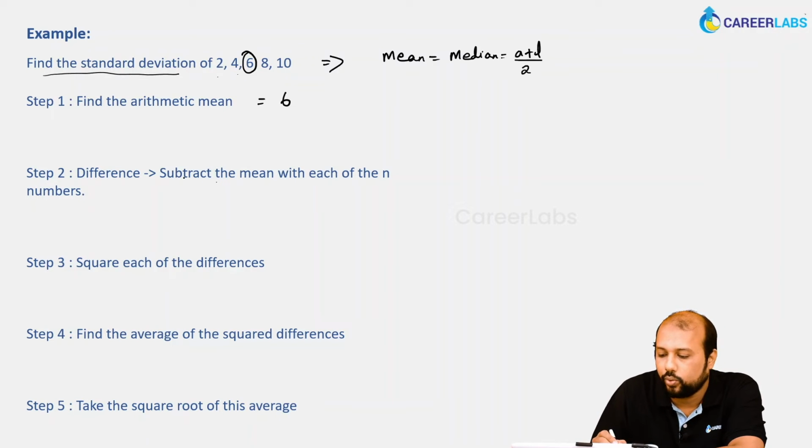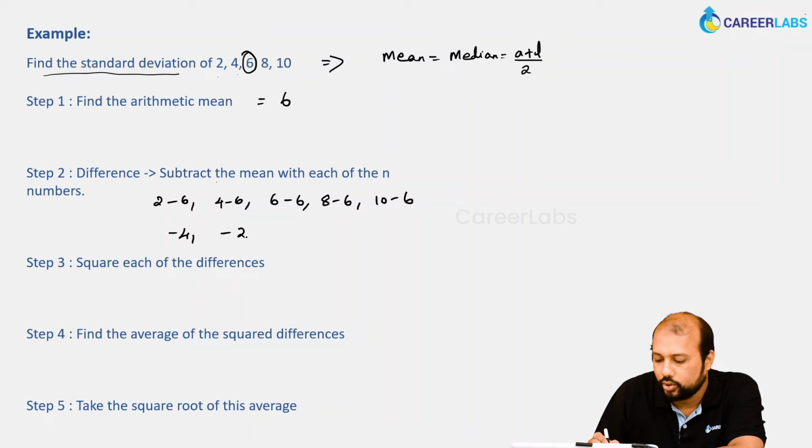So let's subtract 2 with 6, 4 with 6, like that. So 2 minus 6, 4 minus 6, 6 minus 6, 6 is also one of the elements. So 8 minus 6, 10 minus 6. So basically this gives you minus 4, minus 2, 0, 2 and 4. Next step, square each of the differences. So minus 4 when you are squaring, minus will go off, 4 square is 16. Likewise minus 2 when you are squaring, minus goes off. 2 square is 4, 0 square is anyways 0, 2 square is 4 again, 4 square is 16.